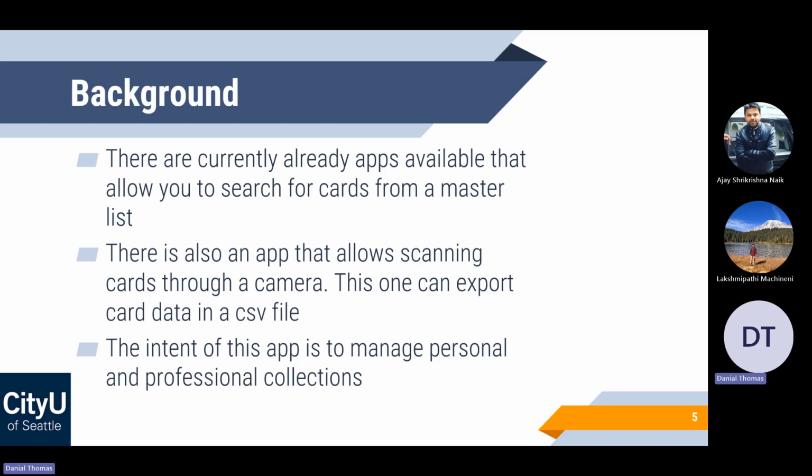So there are already apps that really help start this project. They allow you to search for cards based on the whole list of every possible card that's ever come out. There's an app that allows you to scan them through the camera. It's super easy. You don't even have to take a photo, it just scans and adds it to a list. Using that app, you can export card data in a CSV file. That's comma separated value, it's just information.